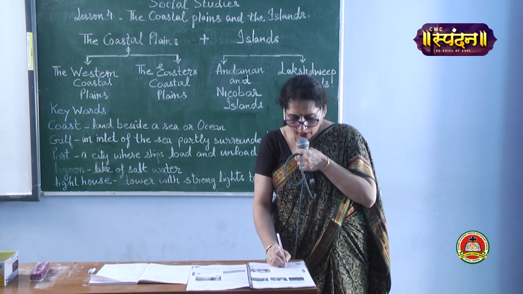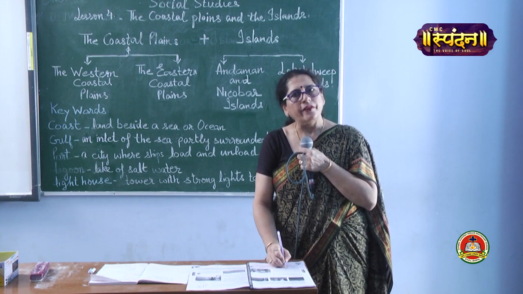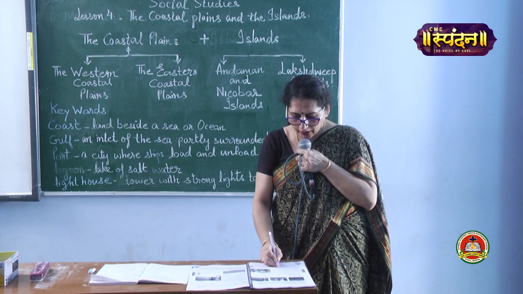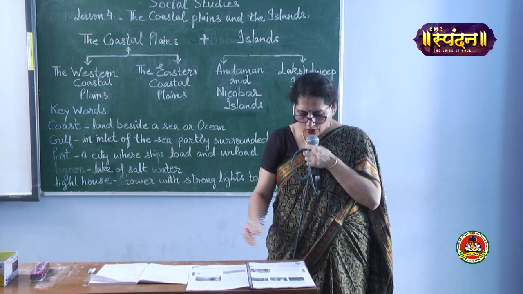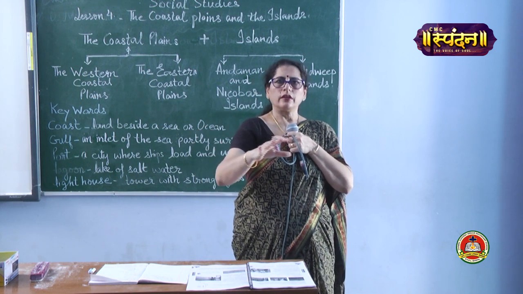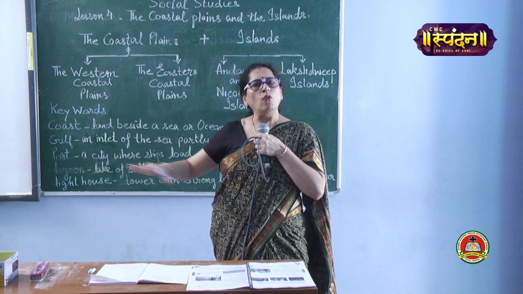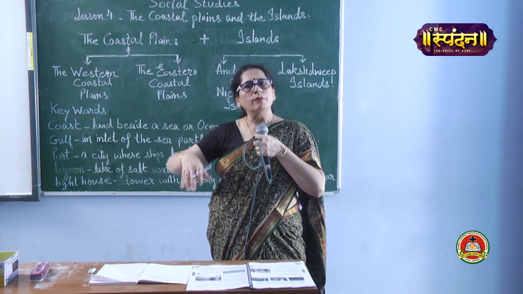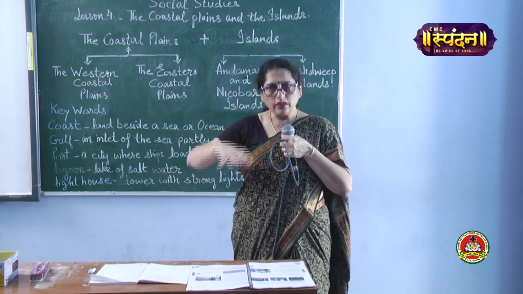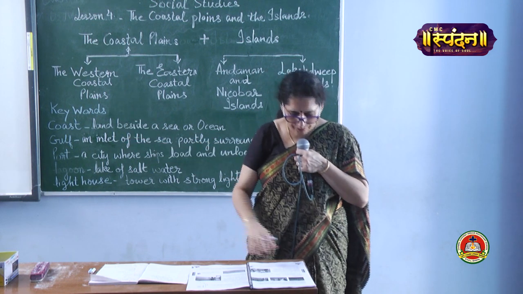The capital of Andaman and Nicobar Islands is Port Blair. All the islands in this group are actually the topmost parts of a submerged mountain range. Actually, it's a mountain range which is covered by water. They are all submerged, all beneath the water level. So, it's a number of islands in continuity.